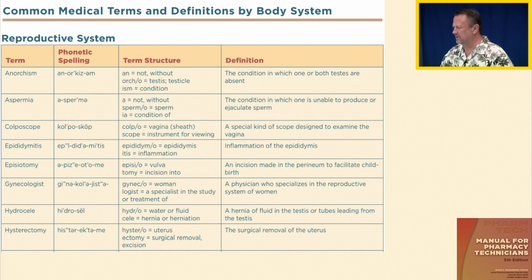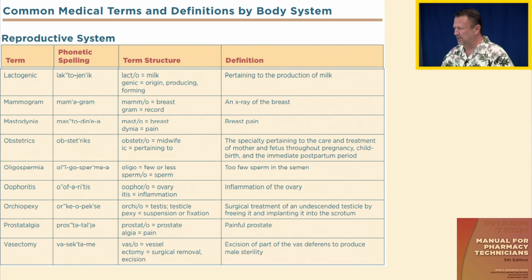A hydrocele is a hernia of fluid in the testes or tubes leading from the testes. A hysterectomy is the surgical removal of the uterus. Lactogenic means to produce milk. A mammogram is an x-ray of the breast. Mastodynia is breast pain. Obstetrics refers to the study of delivering babies. Oligo, too few. Spermia means too few sperm.